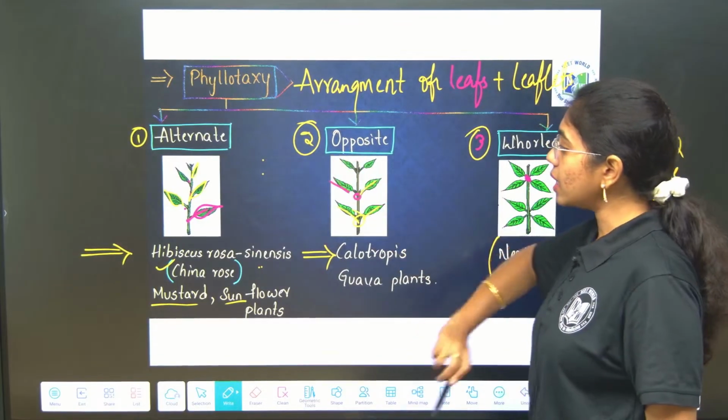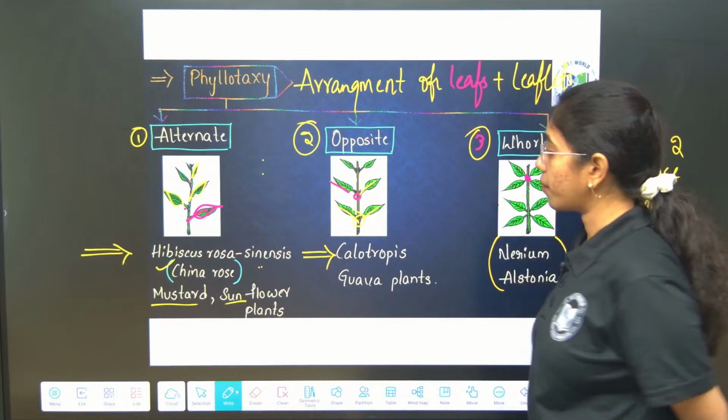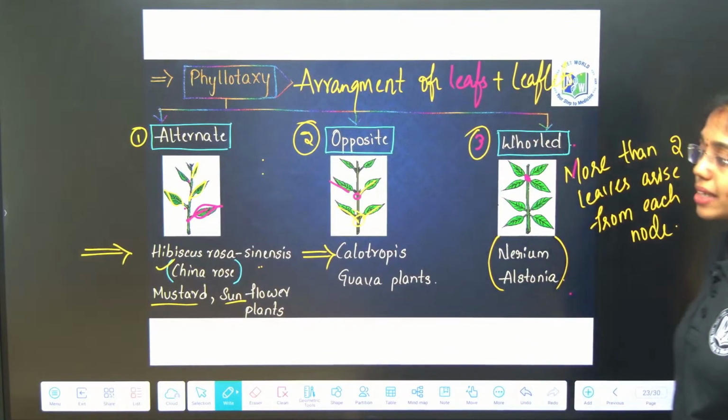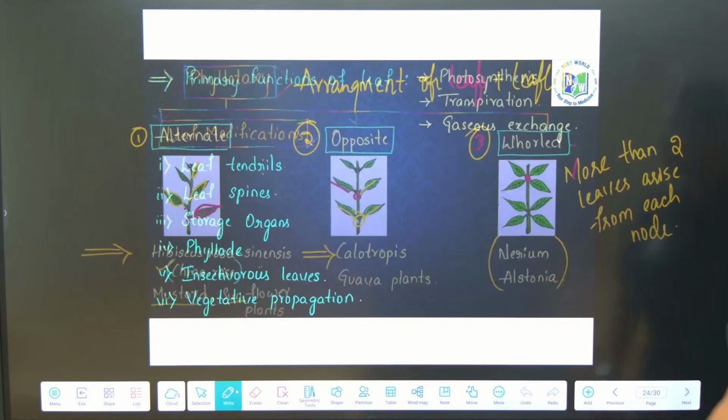Alternate phyllotaxy, Hibiscus rosa-sinensis, mustard and sunflower. Okay. Opposite phyllotaxy examples, Calotropis and guava. Whorled phyllotaxy examples, Nerium and Alstonia.